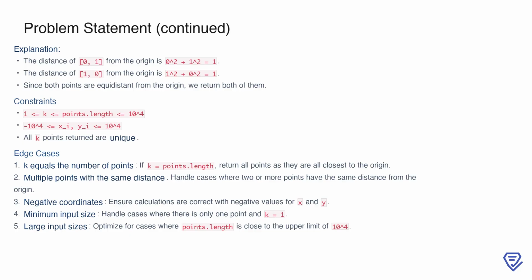In terms of constraints, the problem ensures that 1 <= k <= points.length <= 10^4 and that coordinates can range from -10^4 to 10^4. It's also important to handle edge cases, such as when k equals the number of points, when distances are tied, or when inputs approach the maximum size limit. Efficient algorithms are crucial to handle these larger cases effectively.